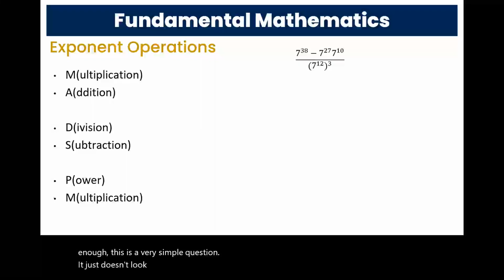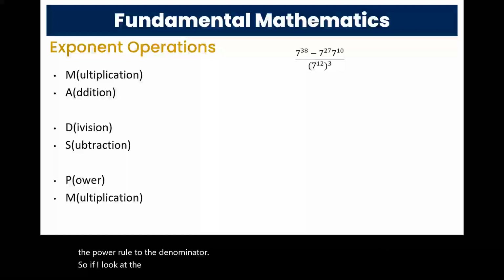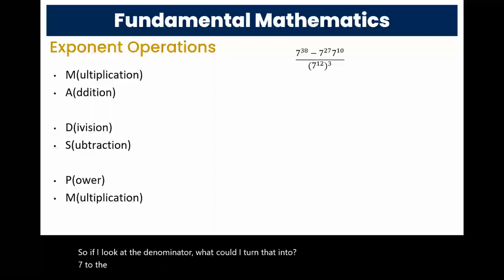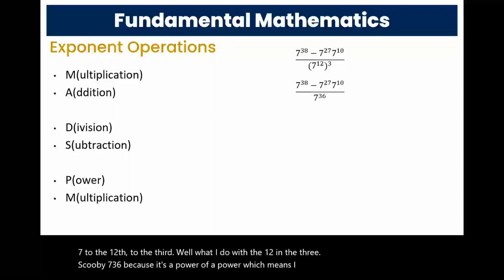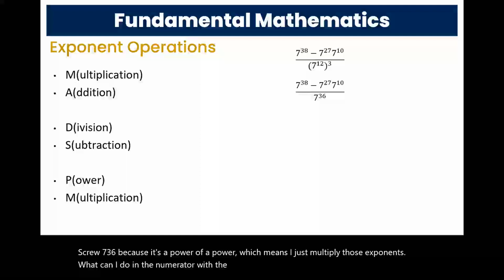So let's deal with some of these exponents. I can apply the power rule to the denominator. If I look at the denominator, what could I turn that into? 7 to the 12th to the 3rd. What would I do with the 12 and the 3? It's going to be 7 to the 36, because it's a power of a power, which means I just multiply those exponents. What could I do in the numerator with the 27 and the 10?